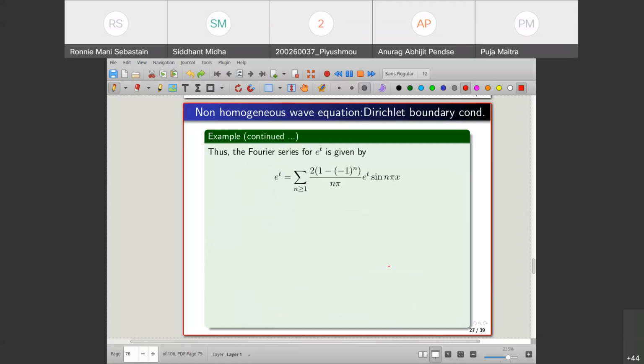So let's go to the next page. So the Fourier series is given by this. So this is the nth Fourier coefficient. I have done this computation also. The Fourier sine series for f(x) given by x(x minus 1) is this. This is something which we would have done earlier.